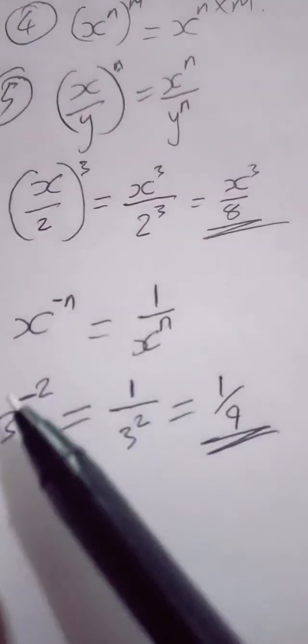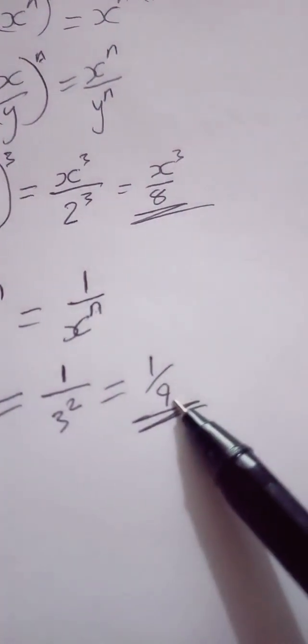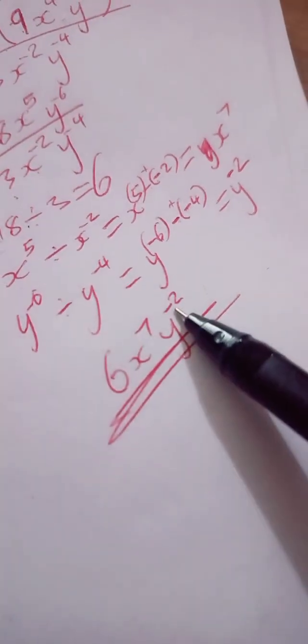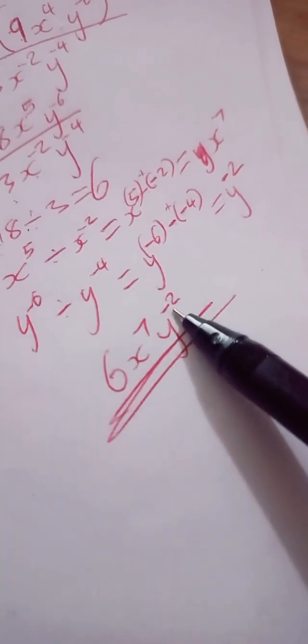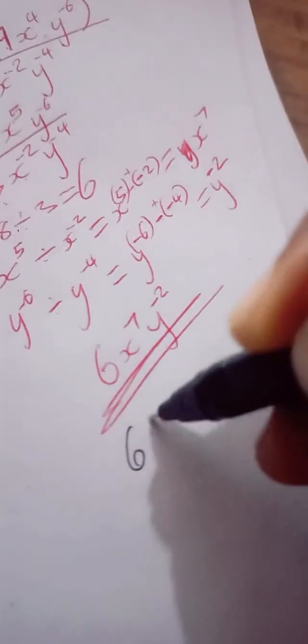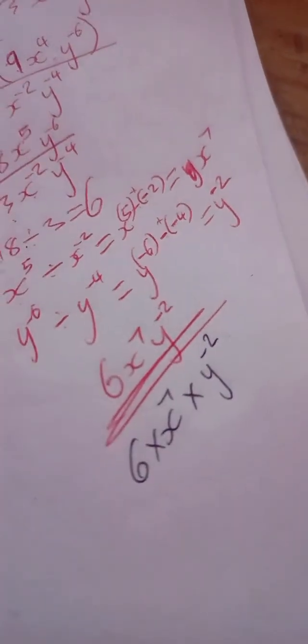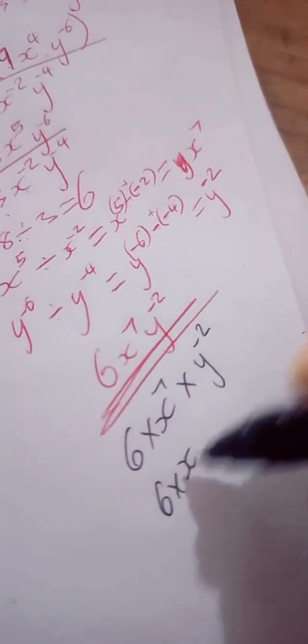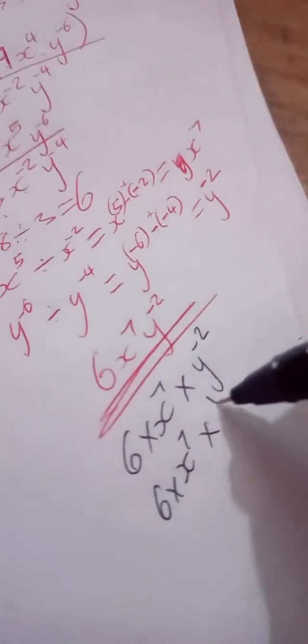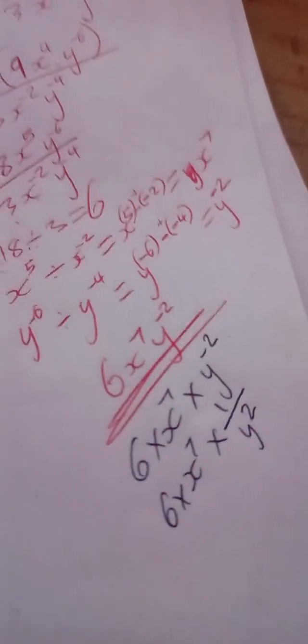Right. So on this answer which we created, guys, remember we did this, changing a negative exponent to what? To positive. So if you calculated and you get an answer which is negative 2, like this one, you are going to break 6 times x to the power 7 times y to the power negative 2. You break it like this. After breaking, you're going to say 6 times x to the power 7 times 1 over y squared.